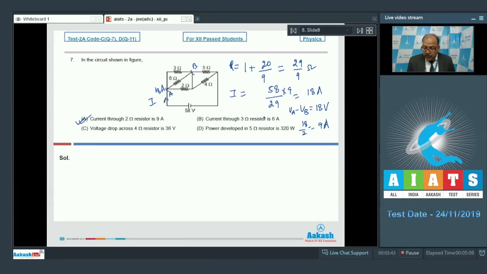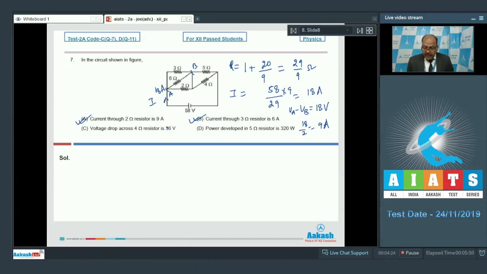What about current in 3 ohm resistance? Again, the potential difference is 18 volt. 18 divided by 3 is giving us 6 ampere, so option B is also clearly correct. Let's look at option C. Voltage drop across 4 ohm resistor is 36 volt. Well, if this is 18 volt and this is 58 volt, so the potential drop across 4 ohm or 5 ohm will be equal to 58 minus 18, that means 40 volt. So option C is not correct.